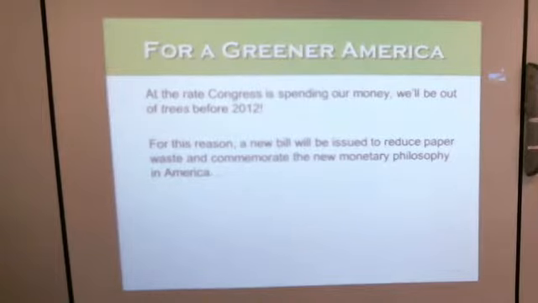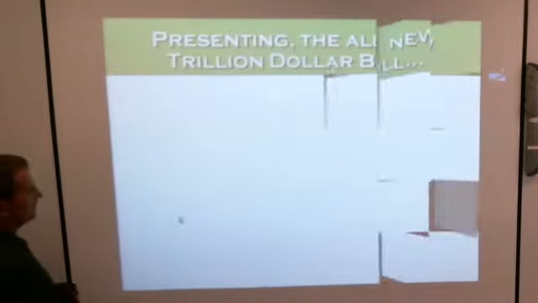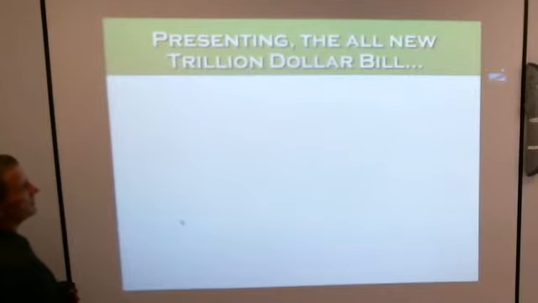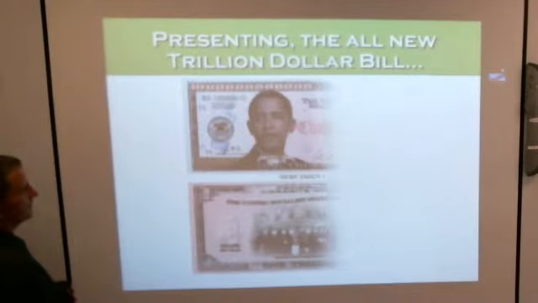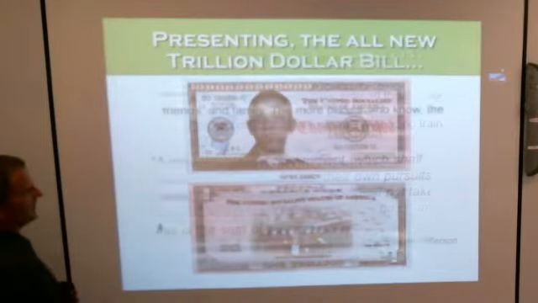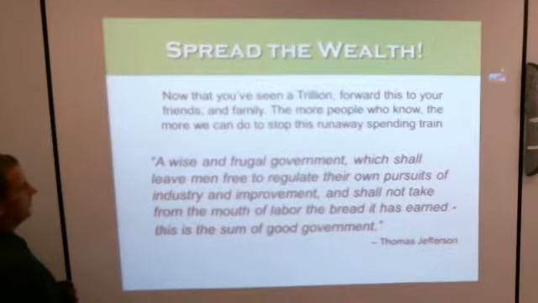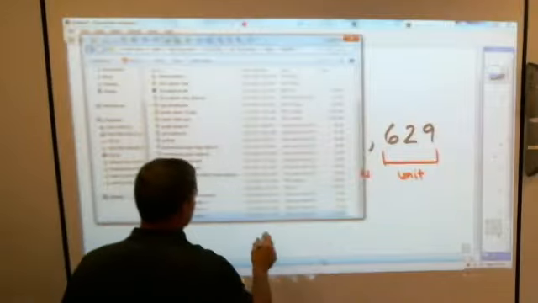This is 2012, so you can see how old this is. We use paper, blah, blah. I don't know what goes on. Where does it go from here? Oh, President Obama. Somebody's bashing President Obama. Forward this to your friends, Thomas Jefferson. Blah, blah, blah. How do I get out of here?